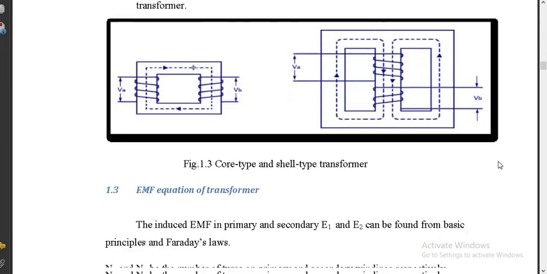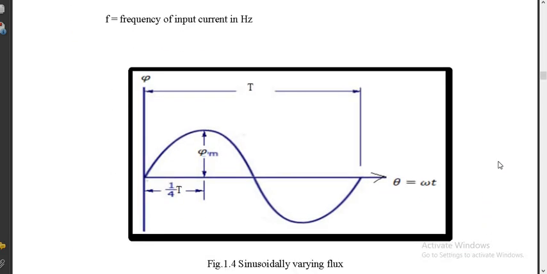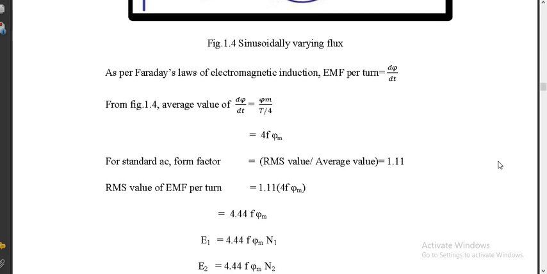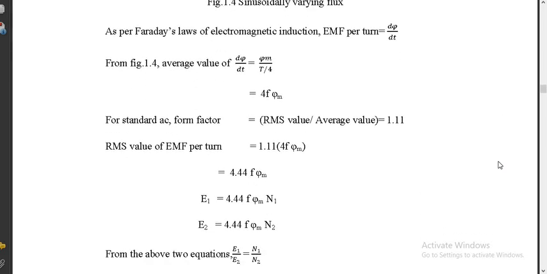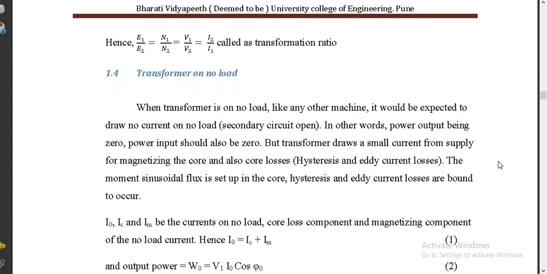Then it was EMF equation, which I talked about. You can see this was derivation of it, and finally we get E1 as 4.44 f Φm N1, or E2 is equal to 4.44 f Φm N2, and ultimately the transformation ratio is defined as E1 upon E2 is equal to N1 upon N2 is equal to V1 upon V2 is equal to I2 upon I1, except for current, everything is 1 by 2. Then I talked about basic working of a transformer on no load.